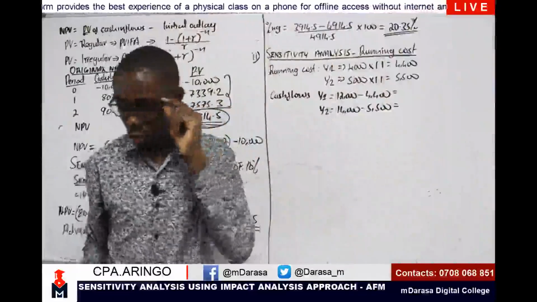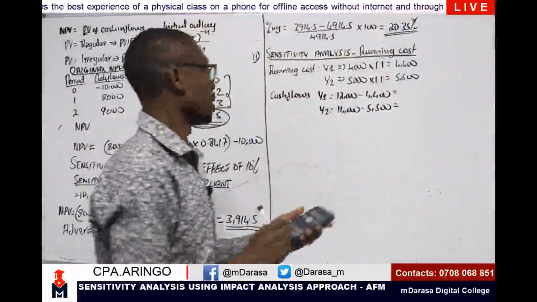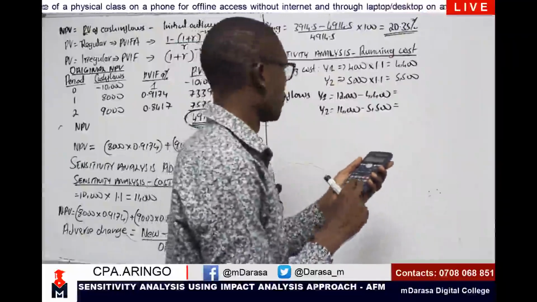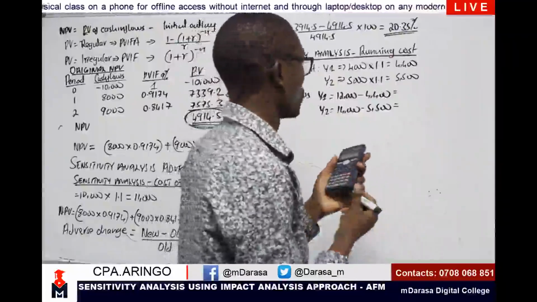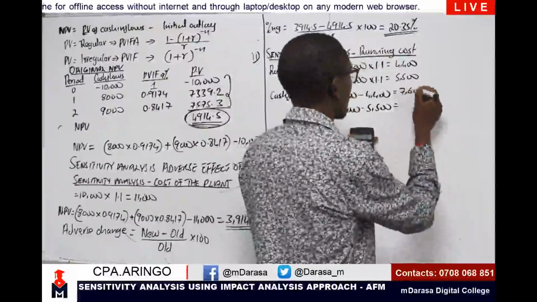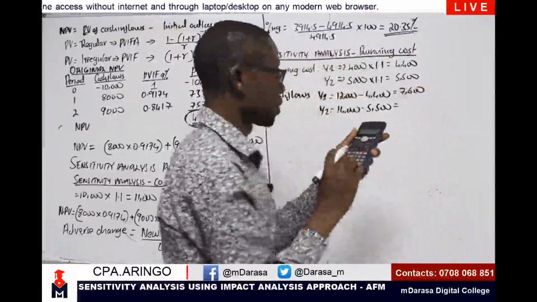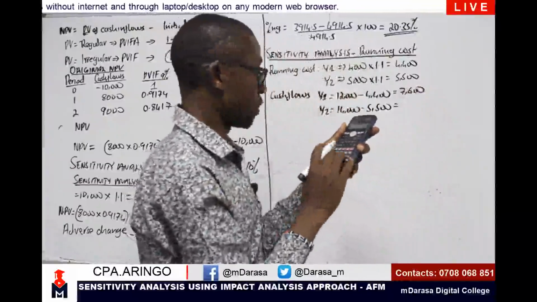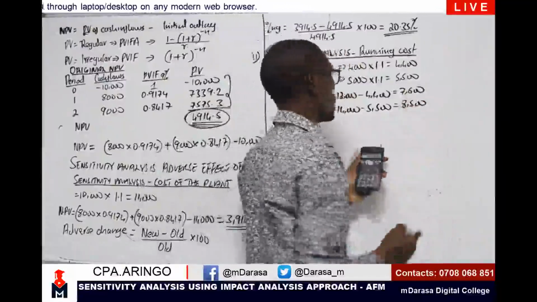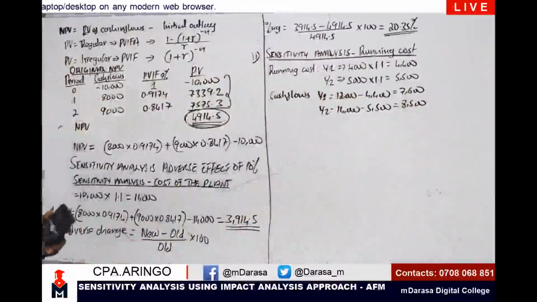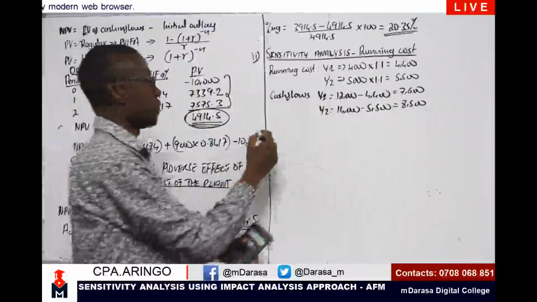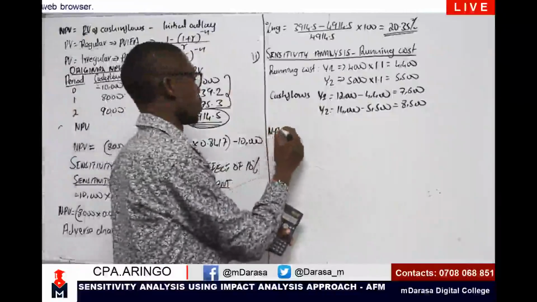So once we have that in mind, this will be very easy. Determine our cash flows. Year one, 12,000 minus 4,400. This should give us 7,600. Year two, 14,000 minus 5,500. This should give us 8,500, right? So once we have that in mind, things will be very easy. Now we just determine our NPV while all factors remain constant.